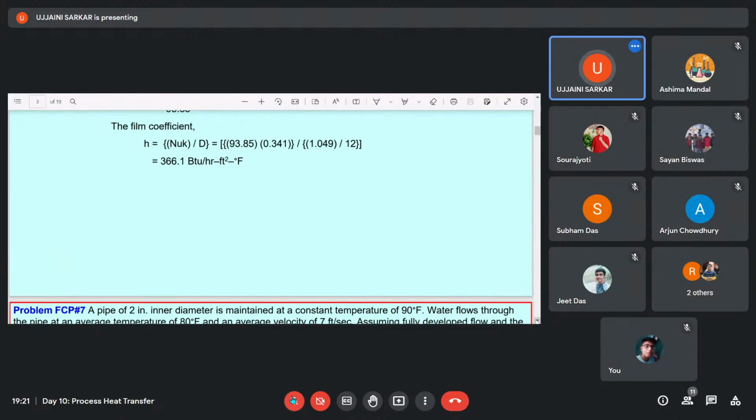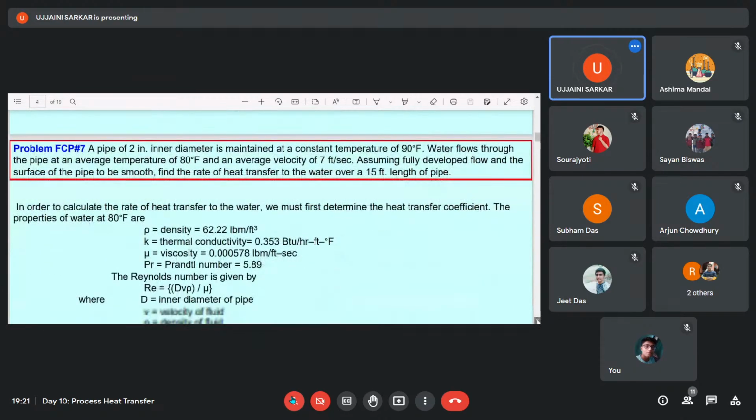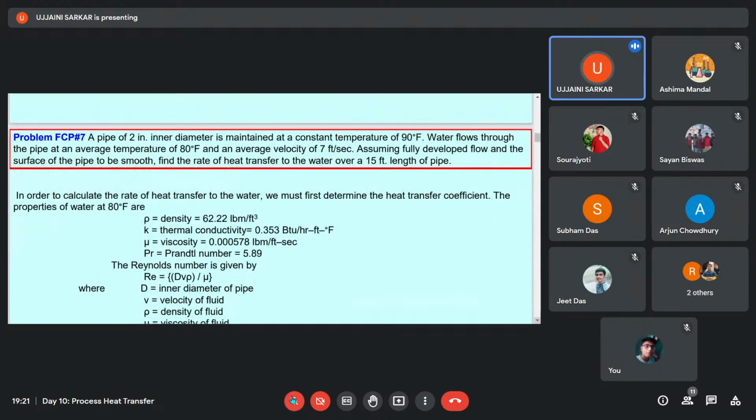Now we move to the next problem. Forced convection through pipes, FCP 7. A pipe of 2-inch inner diameter is maintained at a constant temperature of 90 degree Fahrenheit. Water flows through the pipe at an average temperature of 80 degree Fahrenheit.